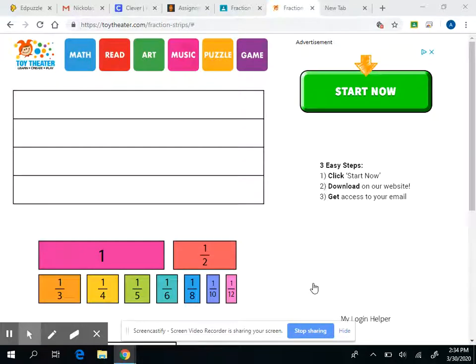Hey guys, it's Miss Hazel here, and today we are going to work on identifying equivalent fractions. What do you think it means if fractions are equivalent to each other?